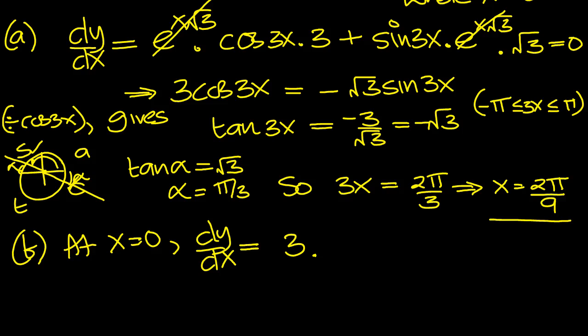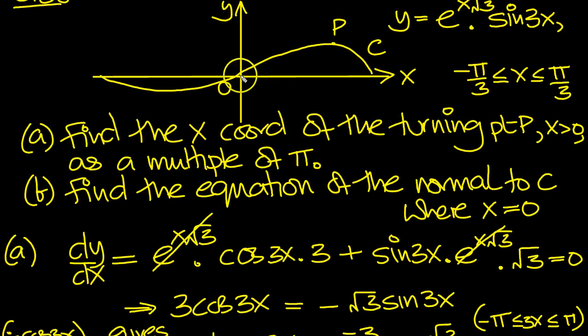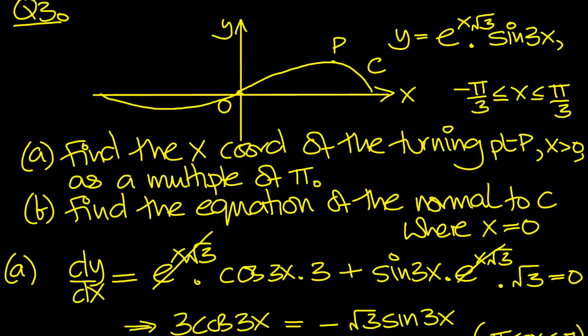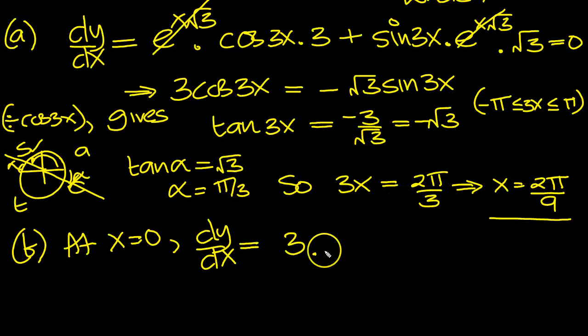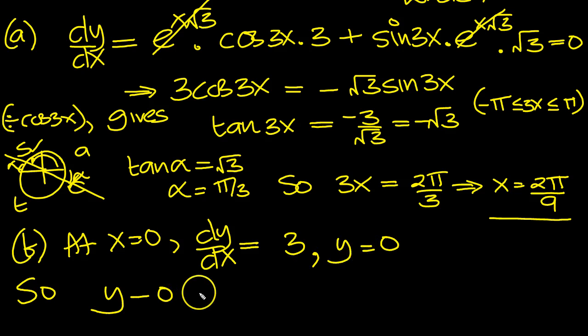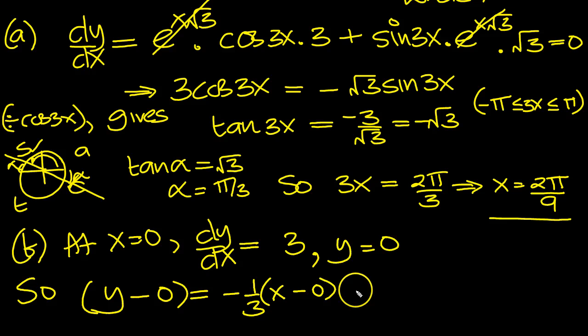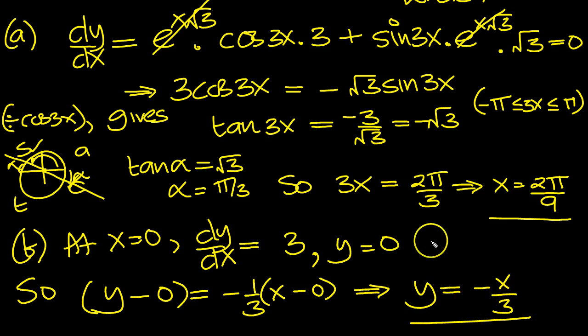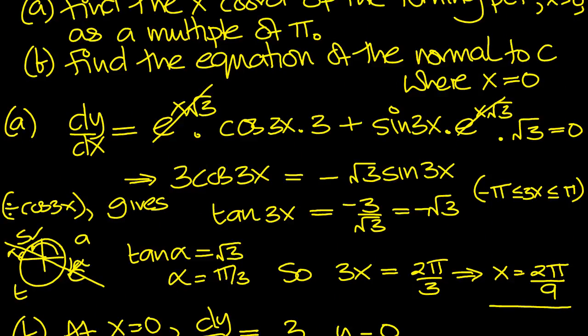And we know this thing goes through the origin, doesn't it, from the sketch. And we'll just verify that if we put 0 in here. Sine naught is naught, so y is naught. So dy dx equals 3 and y equals naught. So y minus naught then is the point, is equal to the gradient of the normal, which is minus 1/3, x minus naught, isn't it? That tells us that y is equal to minus x over 3, our normal through the origin, the normal to C.